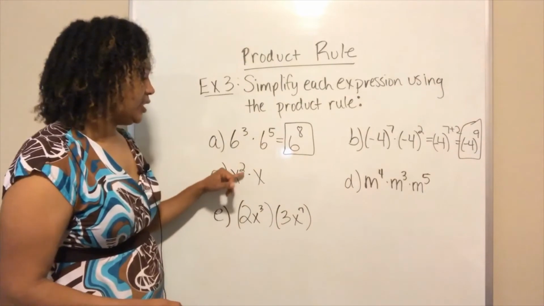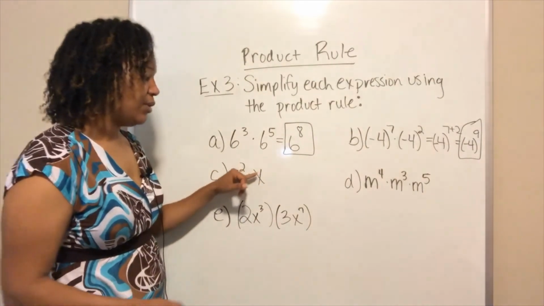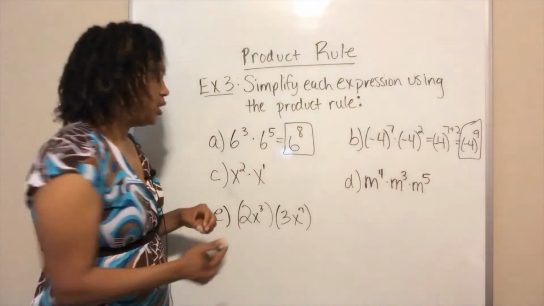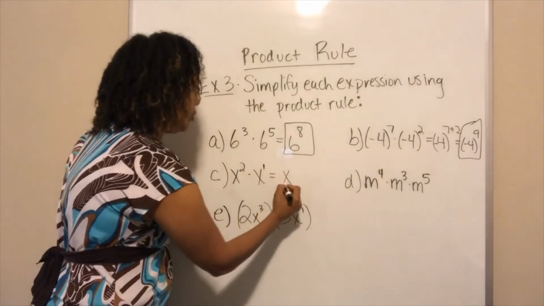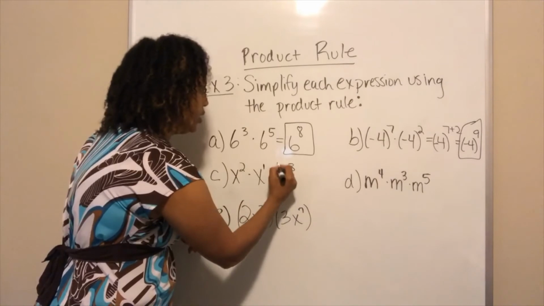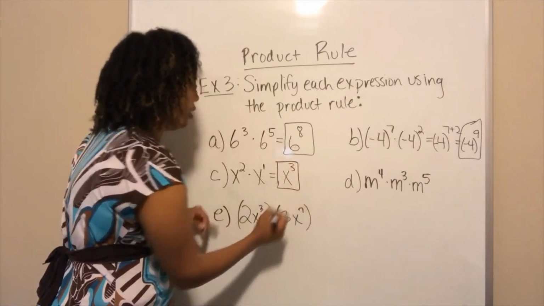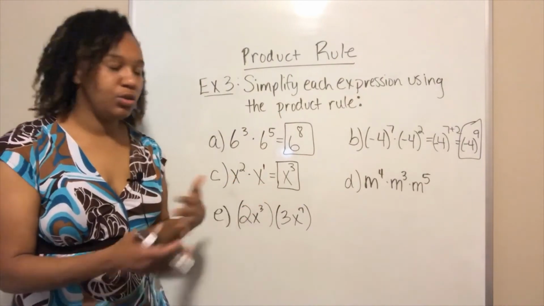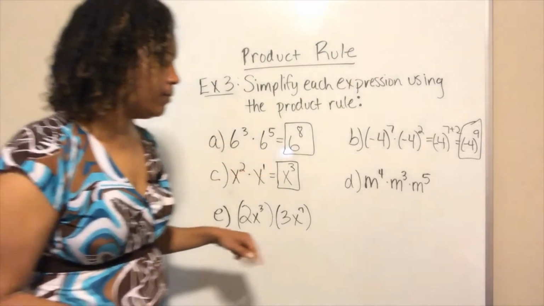All right, x to the 2nd times x. There's no exponent, which means there's an understood exponent of 1 there. So in order to combine those, that'll be x to the 2 plus 1, which is x to the 3rd power. So when there's no exponent written, there's an understood exponent of 1. So you would add the 2 and the 1 to get 3.